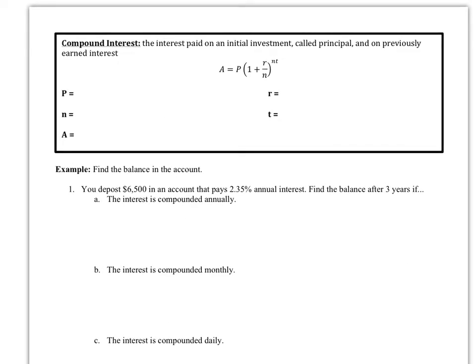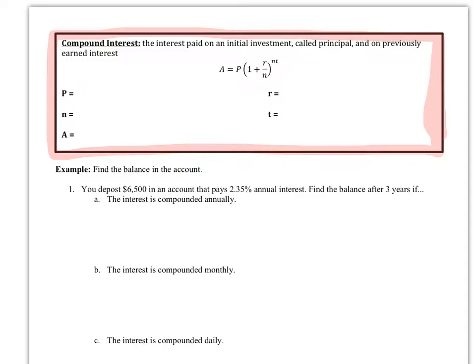We have one last topic to talk about, and that's called compound interest. Compound interest is the interest paid on an initial investment called the principal and on previously earned interest. So this is my formula. I have a bunch of different variables.